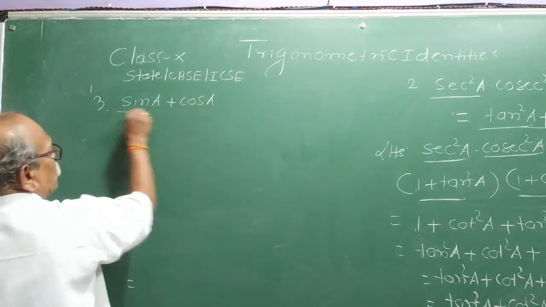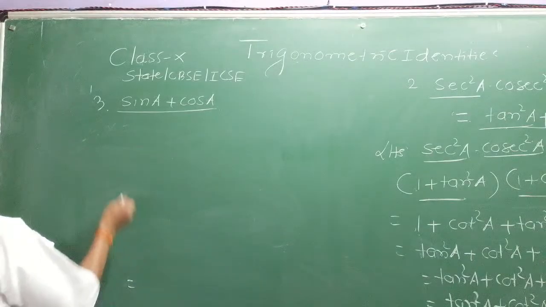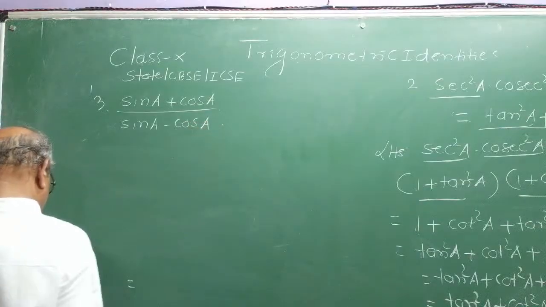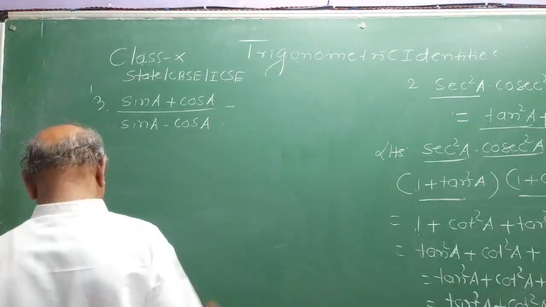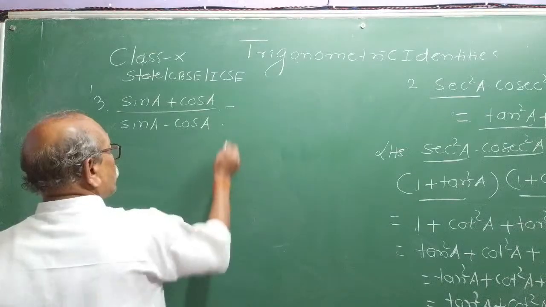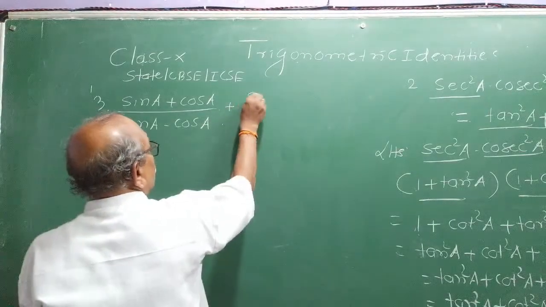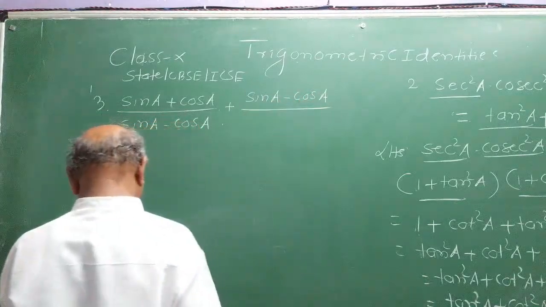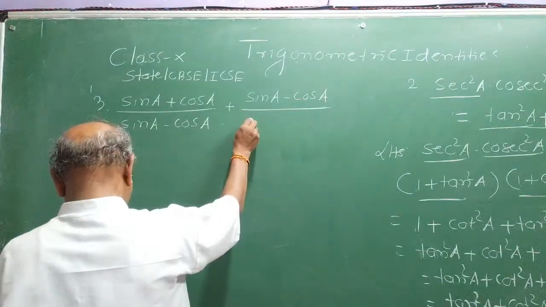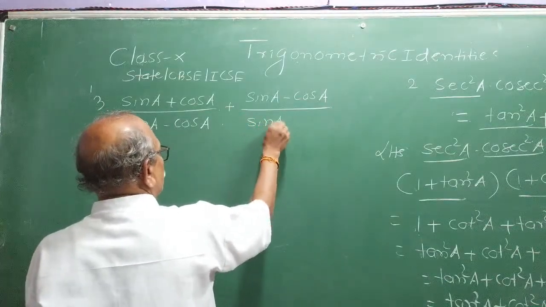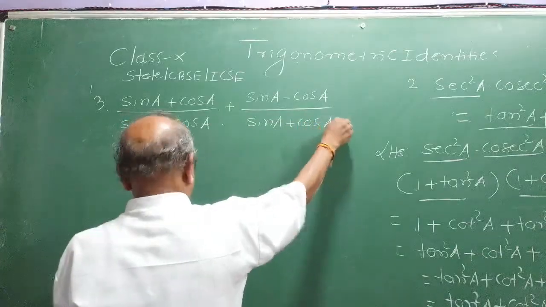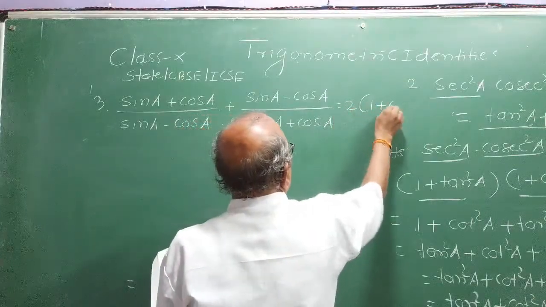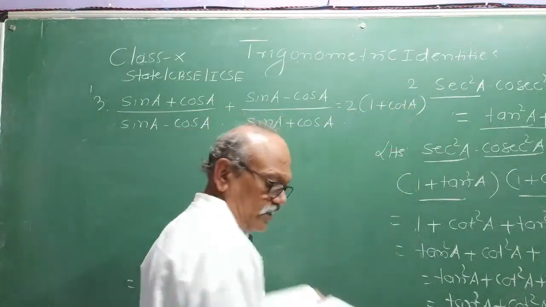From the ICSE textbook: sin A plus cos A upon sin A minus cos A, plus sin A minus cos A divided by sin A plus cos A. The problem is like this. This is equal to 2 into bracket 1 plus cot A, to be proved.